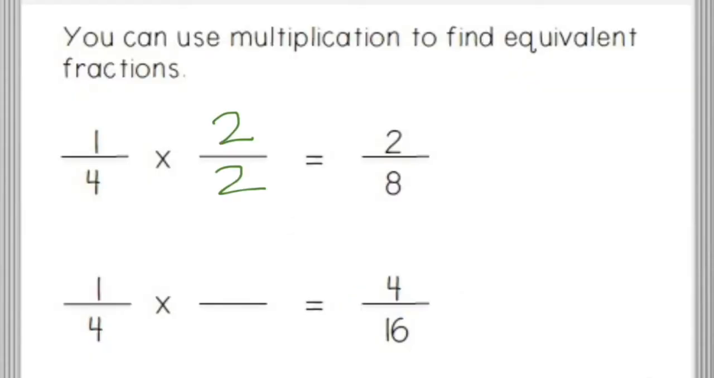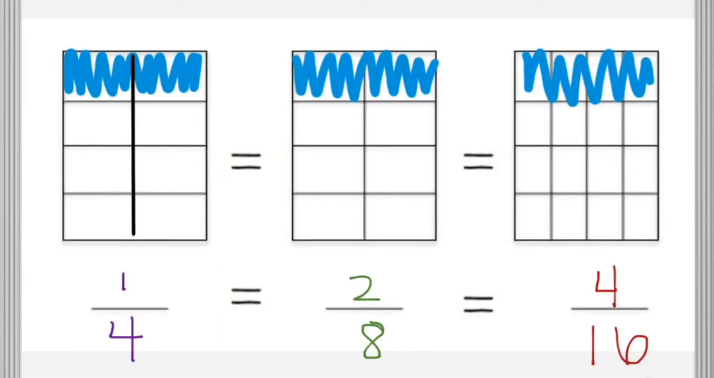Remember, when you're finding equivalent fractions, you have to multiply the numerator and the denominator by the same thing. So before we multiplied both of them by 2, now we're going to multiply both of them by 4. 1 times 4 equals 4, and 4 times 4 equals 16. So now we have another equivalent fraction. So we can say that 1/4, 2/8, and 4/16 are all equivalent or equal.